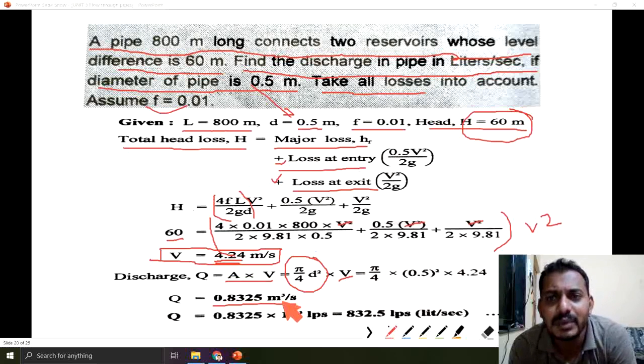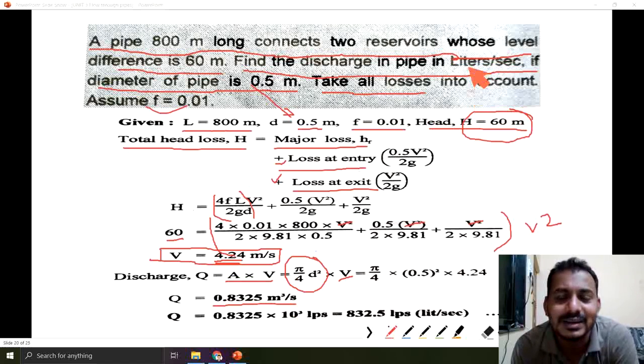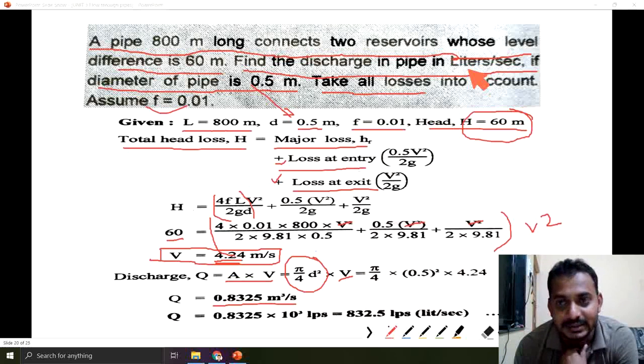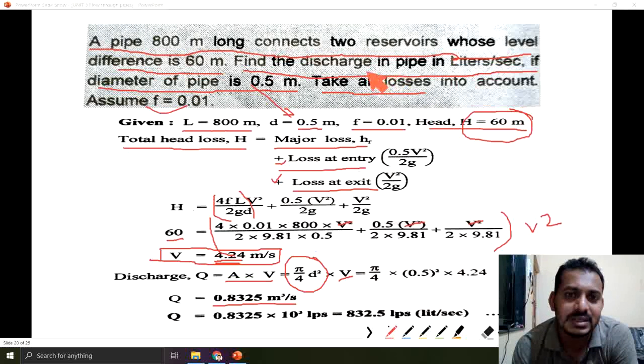So we should be aware of the relation between the meter cube and the liter. 1 meter cube is equal to 10 raised to 3 liter. So if I replace this meter cube by 10 raised to 3, then 0.8325 multiplied by 10 raised to 3 liter per second. We can multiply it and write it down: 832.5 liter per second. This is the final answer. So this is the problem considering the major losses and also minor losses.